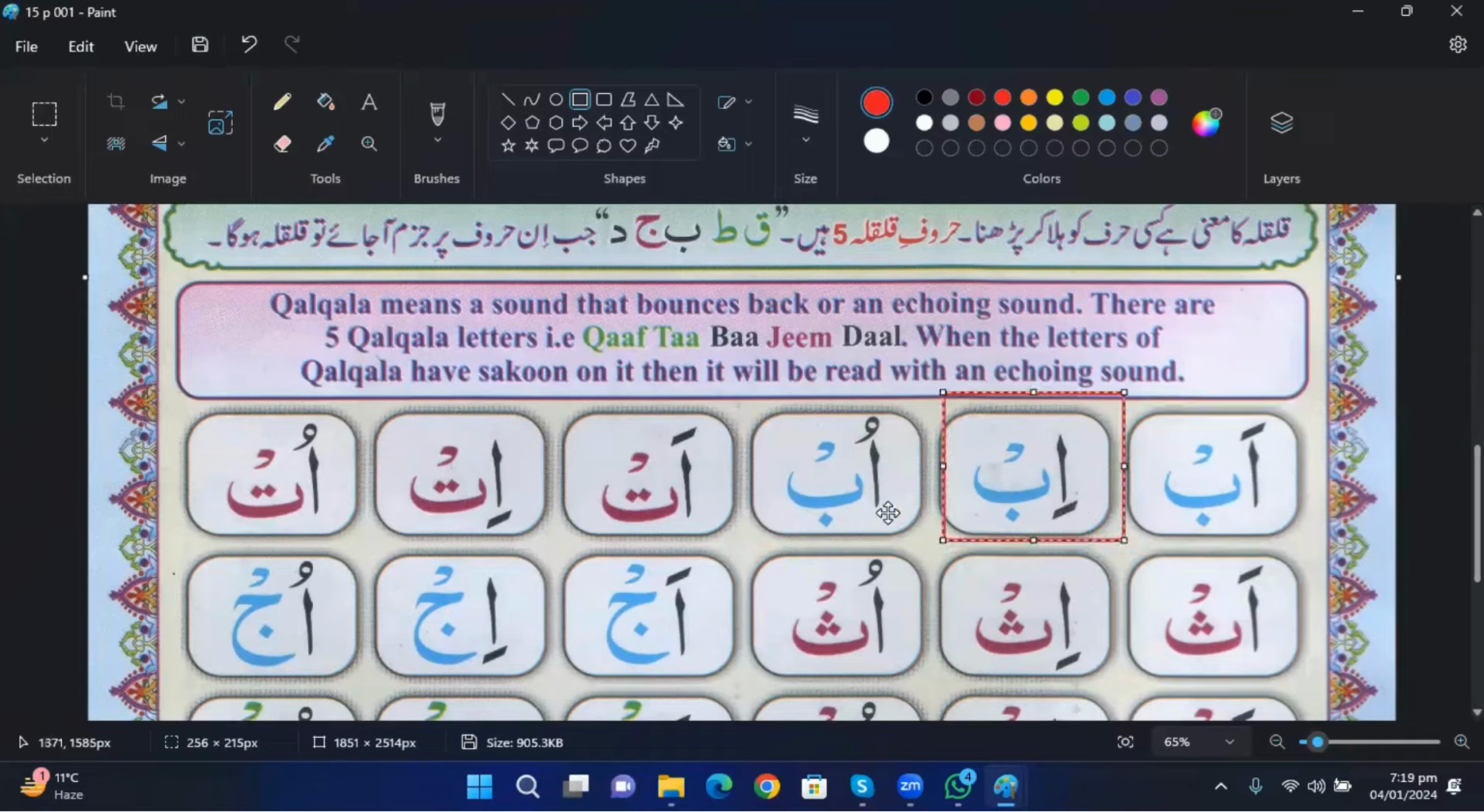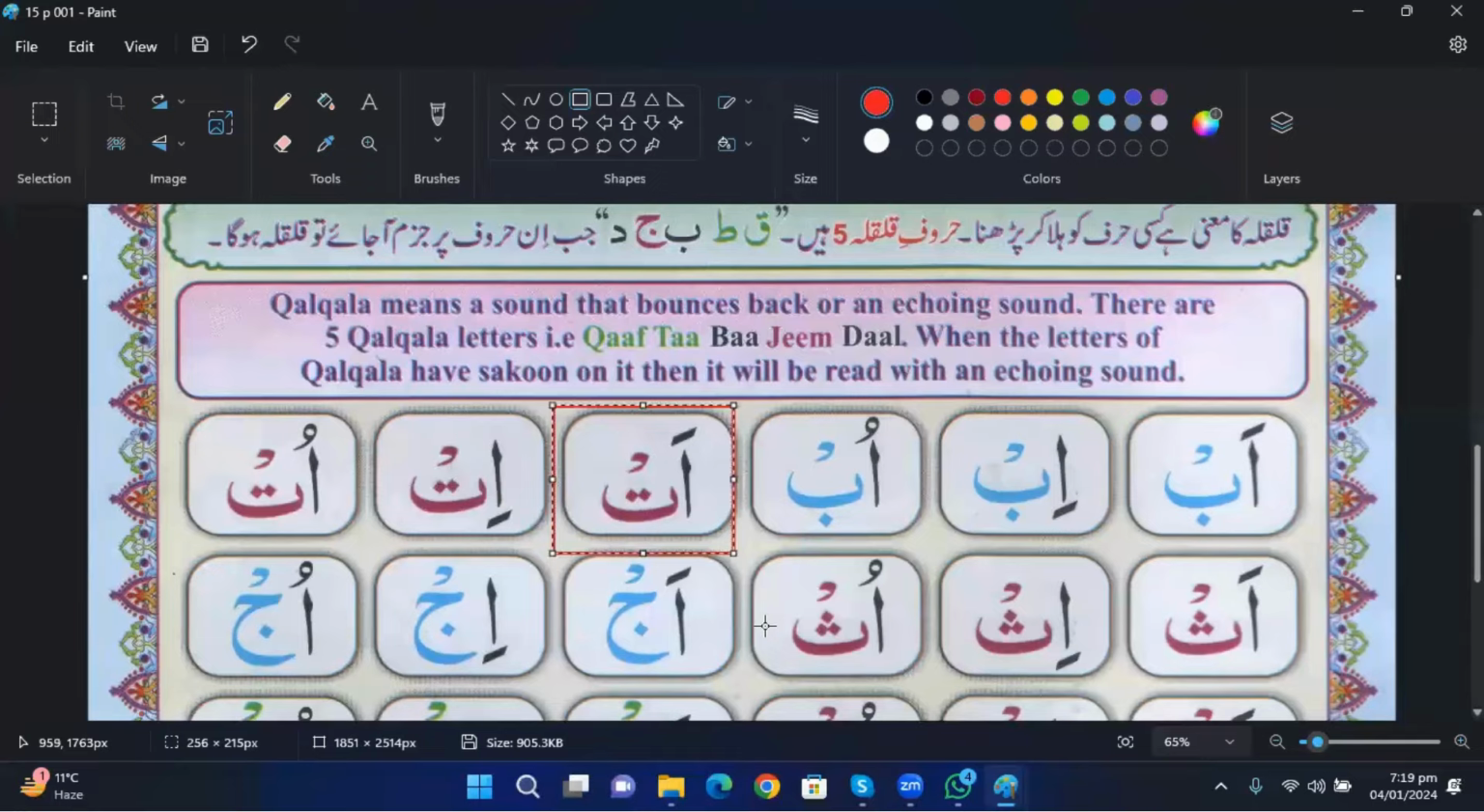While those letters that are not from the group of qalqala and are normally showing sukoon will join like Hamza Fatha Ta Sukoon At, Hamza Kasra Ta Sukoon It, Hamza Dama Ta Sukoon Ut. Hamza Fatha Sa Sukoon As, we must join them with their normal sound, with a soft tone. Hamza Kasra Sa Sukoon Is, Hamza Dama Sa Sukoon Us.